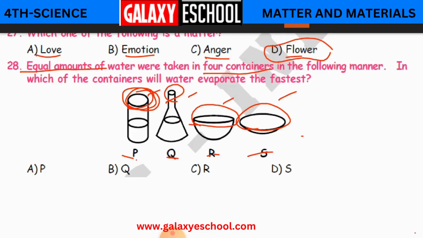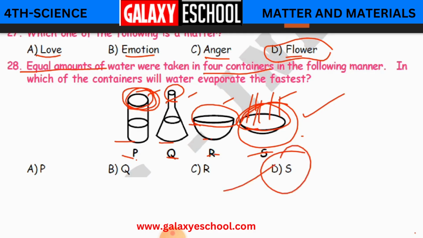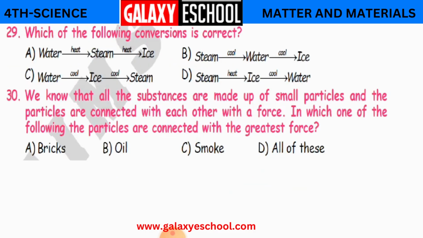So what will be the answer, children? Yes, the answer is yes. Why? Because it has got a wide mouth. It has got a wide mouth when compared to the other 3. As it is having a wide mouth, the water will be able to evaporate very fast, because the space is more here. That is why yes is the answer. Clear?